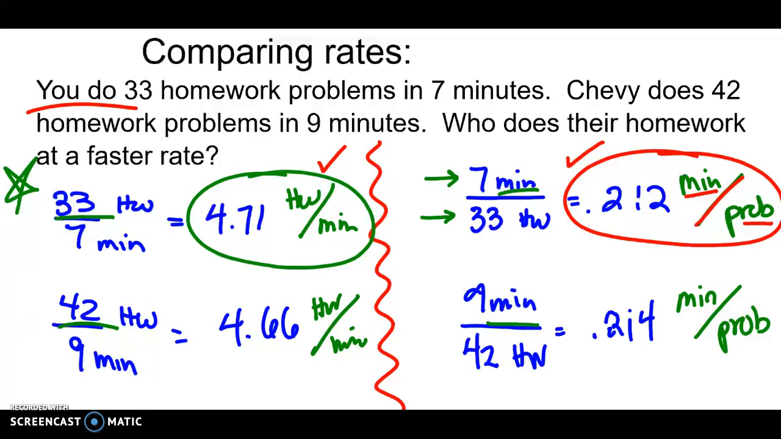Okay? But I just want to show you that even if you change the way you set up your rate, you have to think it through. What does this number mean? What does this number mean? And check them together to decide which one is actually going faster.